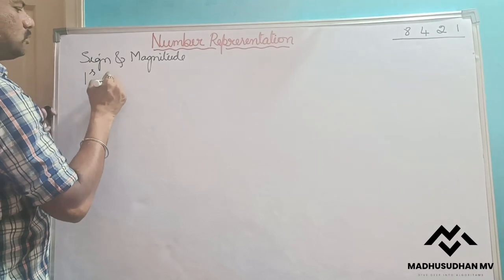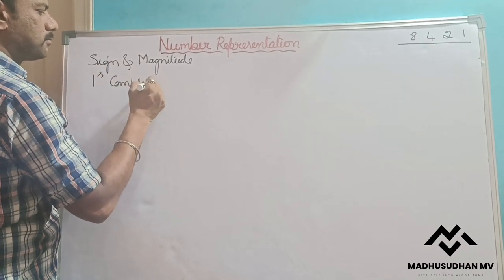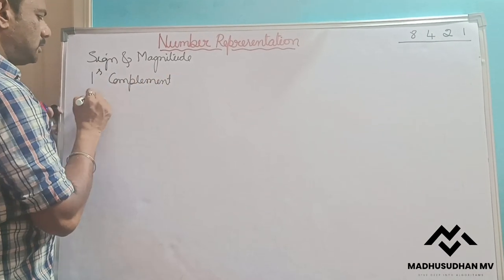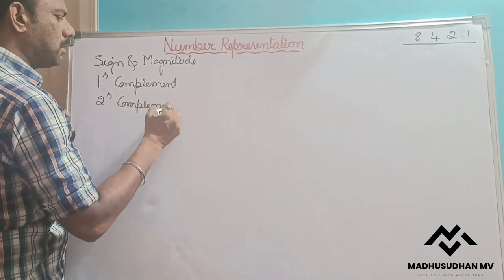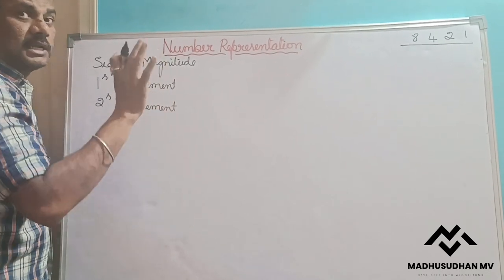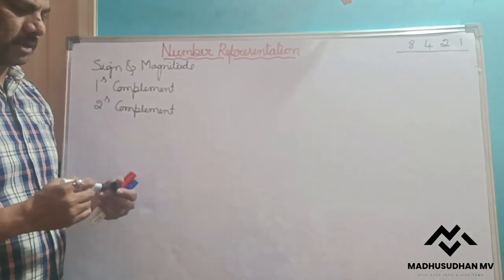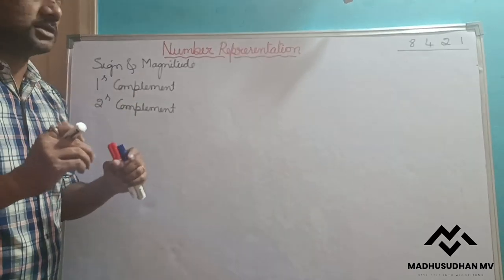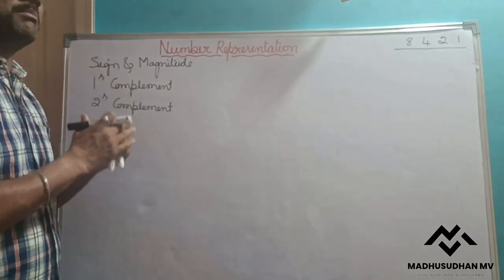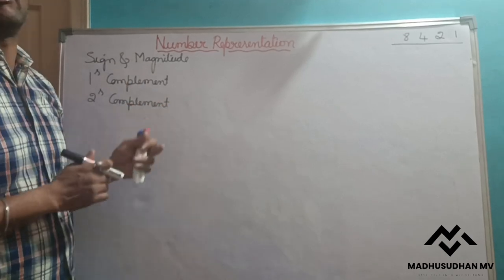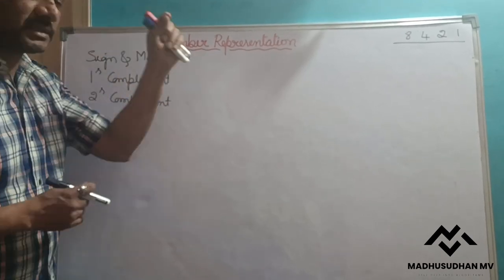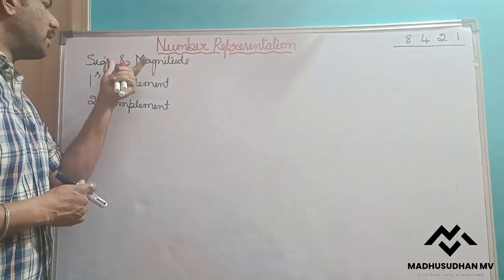The three methods we are using are: one is sign and magnitude, next one is ones complement, and the third method is twos complement. So these are the three methods to represent negative numbers. Why do we especially need these methods? Because we need positive numbers as well as negative numbers in our calculations. So sometimes we may come into a situation to represent negative numbers, so we use these three methods.